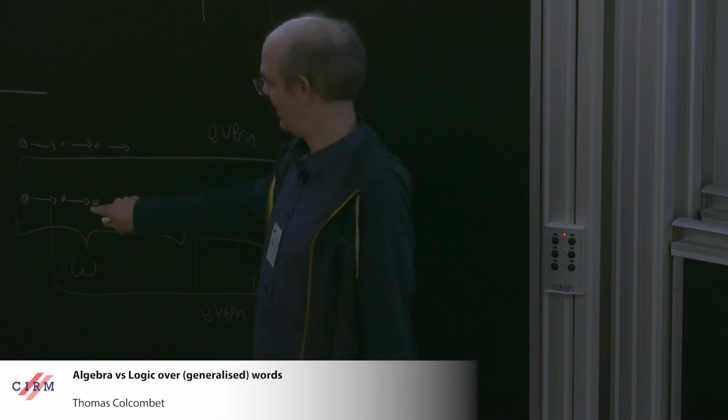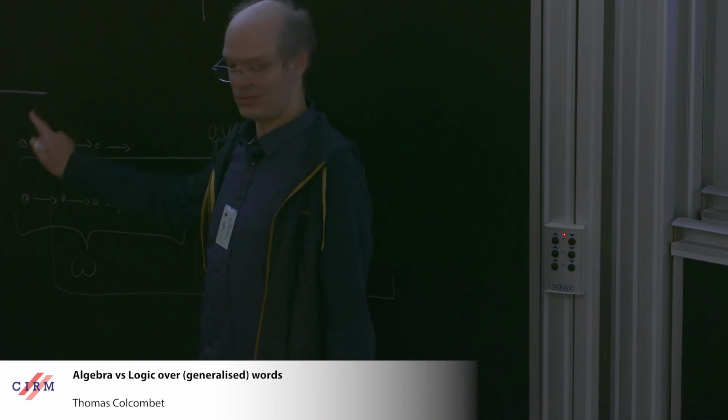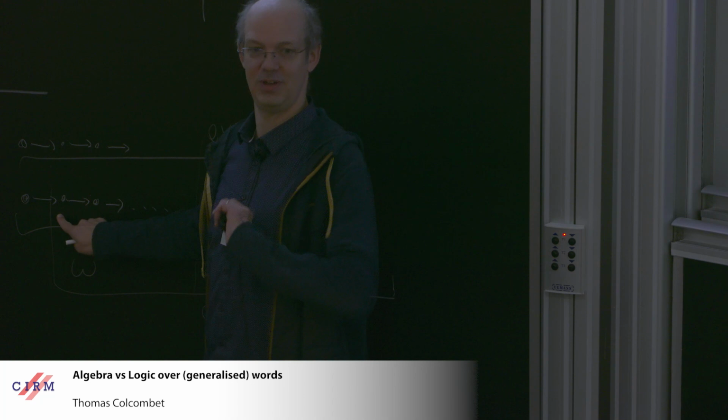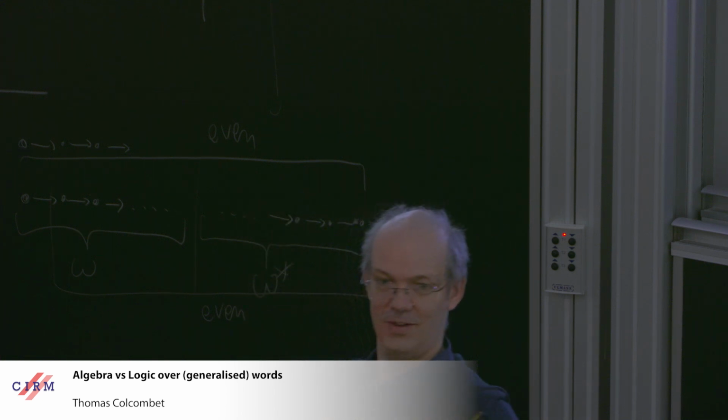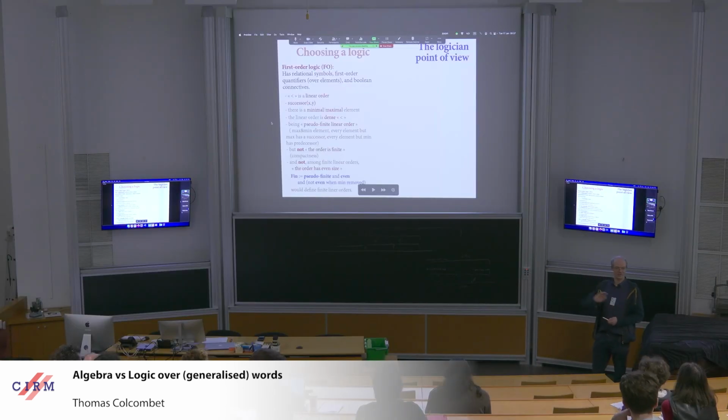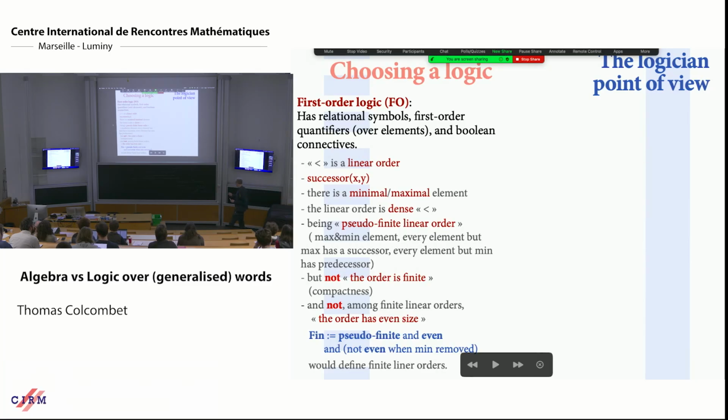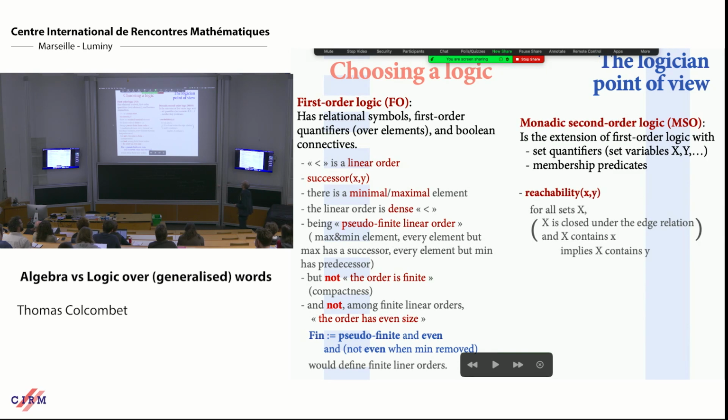You say, okay, you believe that it is even, but if you remove the first element, you should not believe anymore that it is even. And you can check that over pseudo-finite words, this kills all infinite linear orders. Okay. I just thought it was a funny, non-classical pass in the proof.